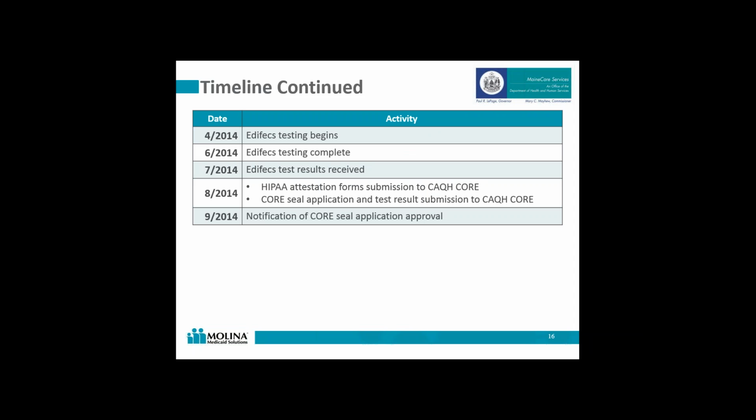We began our Edifex testing in April of 2014, completed it in June of 2014, received our results in July, and applied for the CAQCH CORE seal in August of 2014. And MaineCare received that Core Seal application approval in September. So you can see it was quite a lengthy process from start to finish for full implementation and certification. But we did some strategic things along the way to make the process a little bit easier.